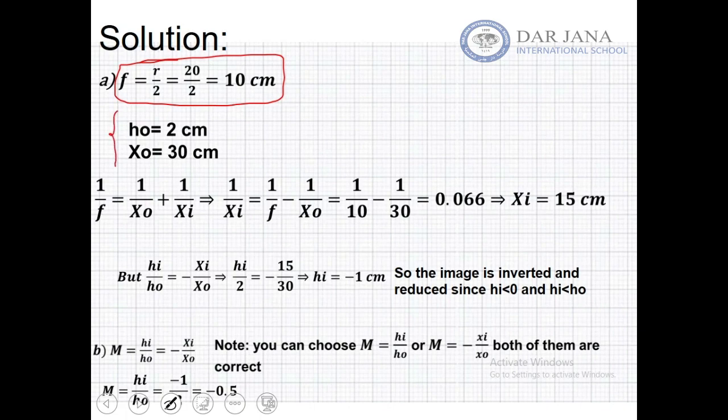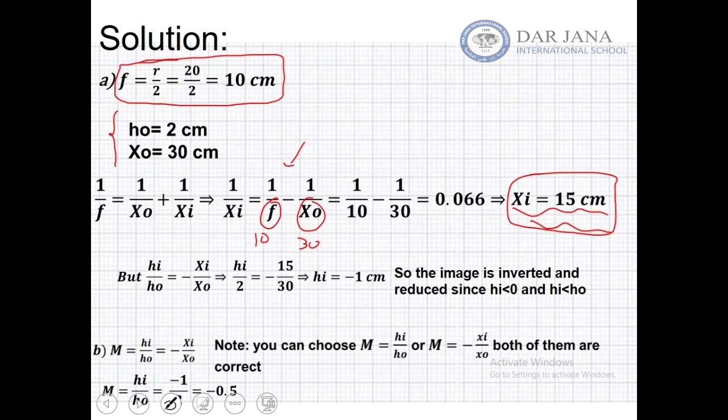Here we have given ho and xo. ho is 2 centimeters, xo is 30 centimeters. The same general formula now: 1 over F equals 1 over xo plus 1 over xi. In order to find xi, this implies that 1 over xi equals 1 over F minus 1 over xo. The next step, substitute, replace F with 10 and replace xo with 30. So we will get 1 over 10 minus 1 over 30 equals 0.066.